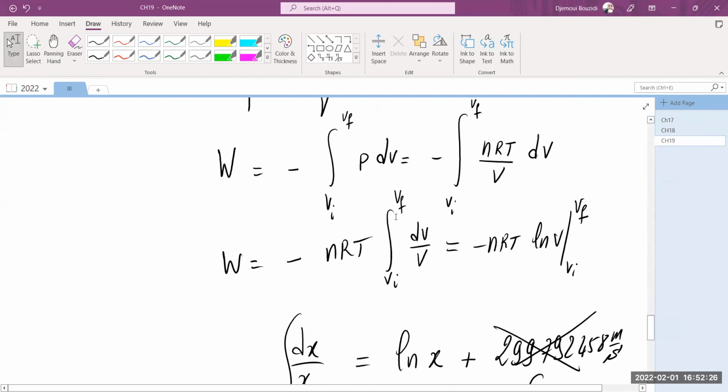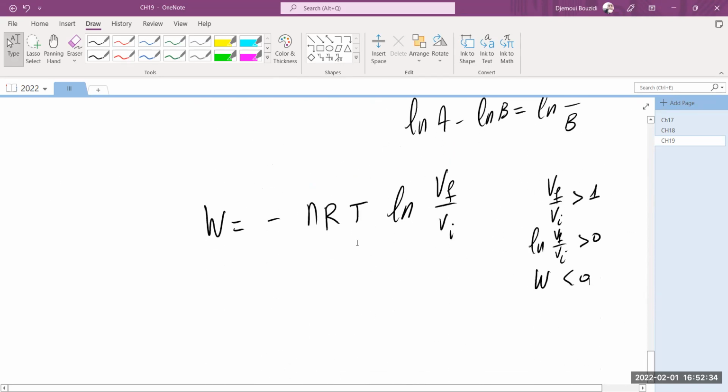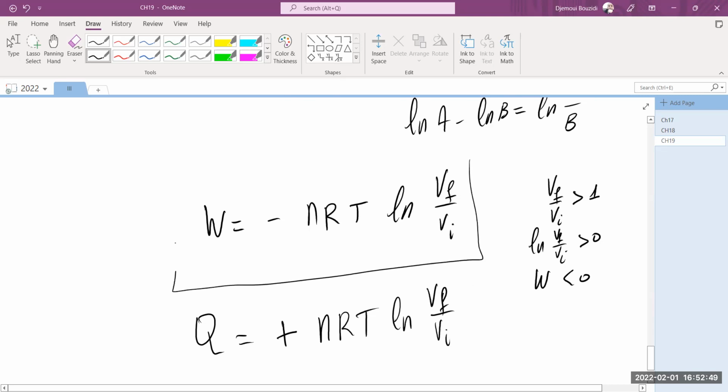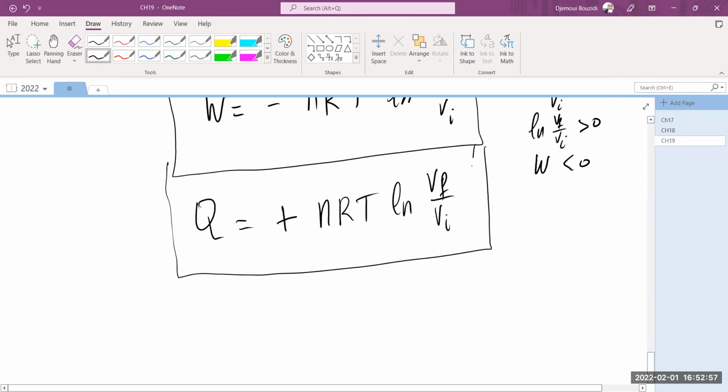So the argument I was making earlier about the drawing is correct in a sense. If Vf is indeed more than Vi, the work is going to be negative, which means that the heat in this case is going to be positive because it's equal to negative W. The negative times negative is going to be positive: nRT ln of Vf over Vi. This expression is important for this process, and it will be very useful later on also when we talk about another quantity that is also a state variable, namely the entropy. So I want you guys to remember this expression for the heat.